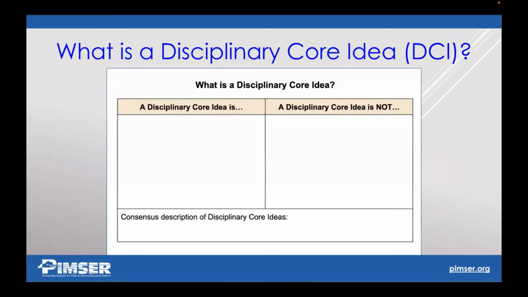Let's start by digging into what a disciplinary core idea is. That's our first step in clarifying science ideas. So please access your science ideas note-taking organizer pictured on this slide. Capture your ideas about what a DCI is and is not on the organizer. I included the is not column because I find that thinking about what something isn't helps me to think about what it is.